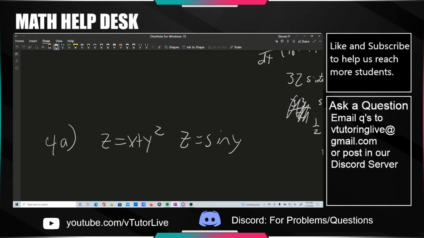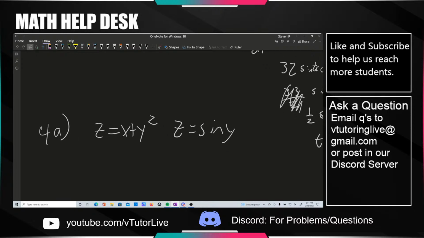So z is equal to x plus y squared, and z is equal to sine of y, and they're asking for a parametrization of the intersection. So with these things, let's say we're parametrizing it in terms of t, right? At this point, we ask ourselves, do we want z to be t? Do we want x to be t? Or do we want y to be t? Just looking at this, it's screaming at me to choose y to be t. Y is equal to t.